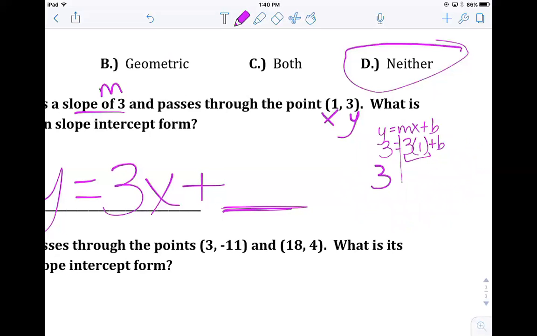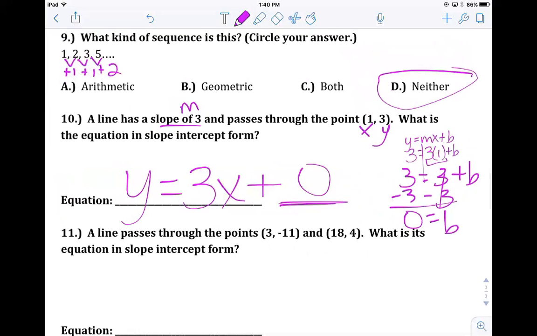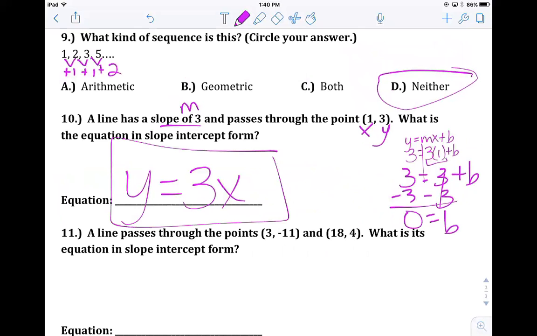So we have 3 equals 3 plus b. So if I subtract 3 from both sides, my b becomes 0. So you could leave it like this, or you could drop that all together and just say y equals 3x, or 3x plus 0.